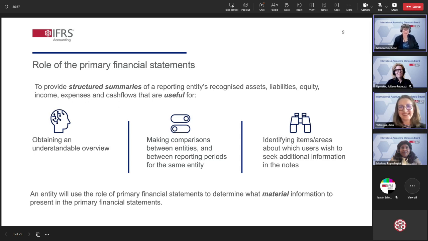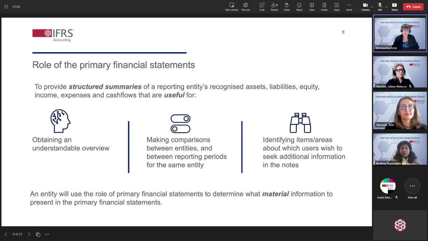But anyway, the description of the primary financial statements as structured summaries is taken from the conceptual framework. And IFRS 18 then sets out what those structured summaries are useful for, i.e. what their role is. And that role comprises 3 aspects. The primary financial statements are useful to investors for obtaining an understandable overview of the items recognised in the primary financial statements.